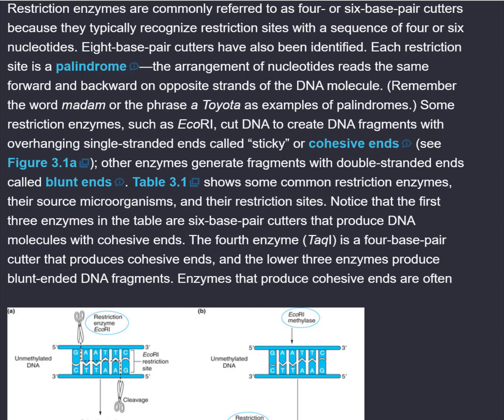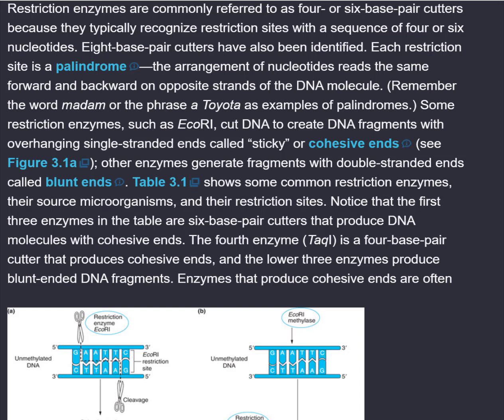Some restriction enzymes, such as EcoRI, cut DNA to create DNA fragments with overhanging single-stranded ends called sticky or cohesive ends. See Figure 3.1a. Other enzymes generate fragments with double-stranded ends called blunt ends. Table 3.1 shows some common restriction enzymes, their source microorganisms, and their restriction sites. Notice that the first 3 enzymes in the table are 6 base pair cutters that produce DNA molecules with cohesive ends. The fourth enzyme, TCI, is a 4 base pair cutter that produces cohesive ends, and the lower 3 enzymes produce blunt-ended DNA fragments.